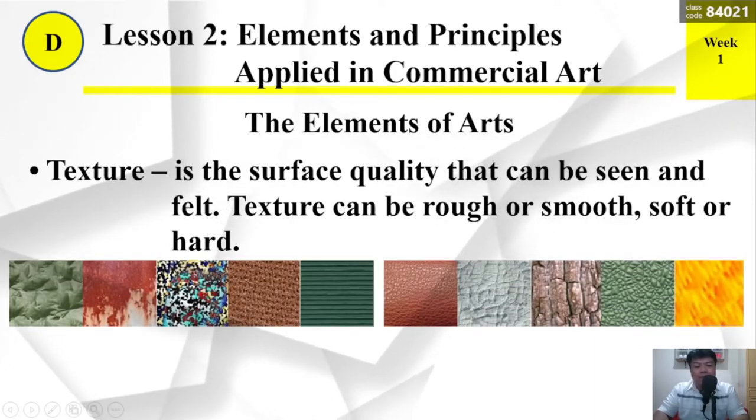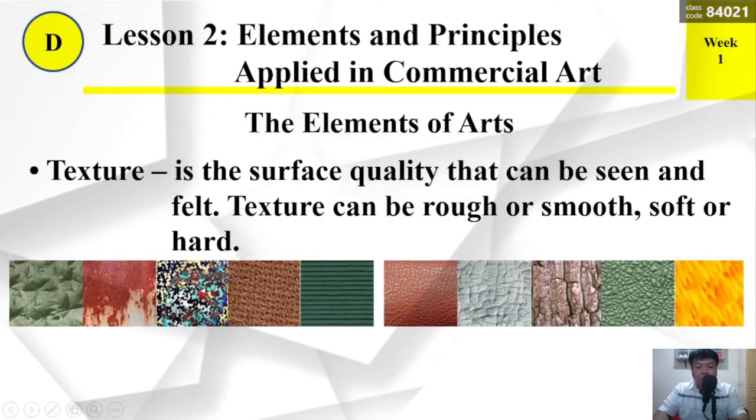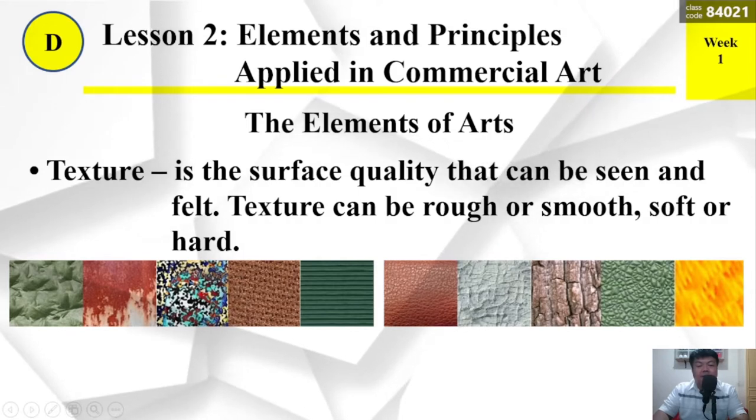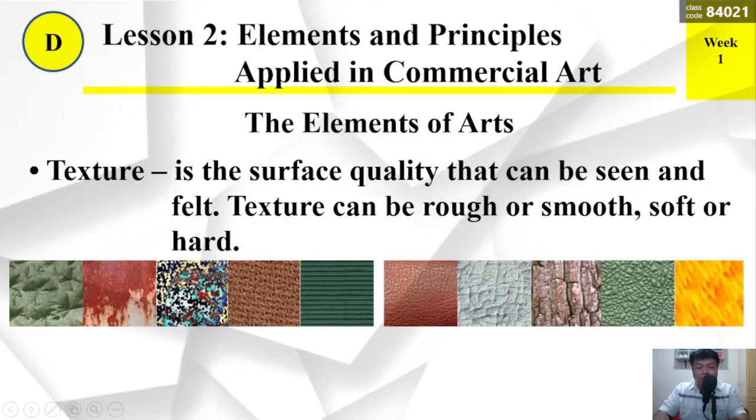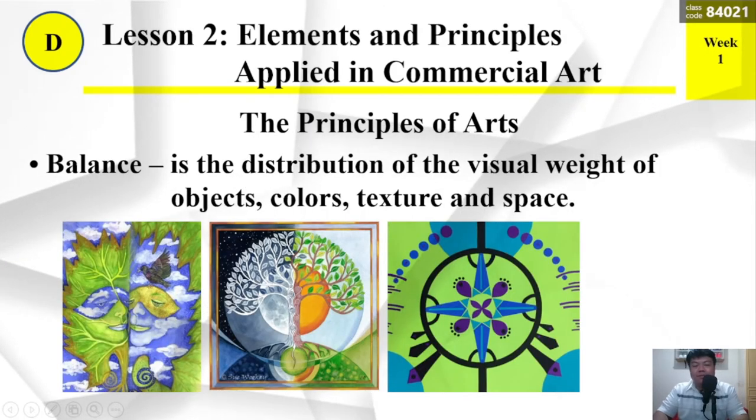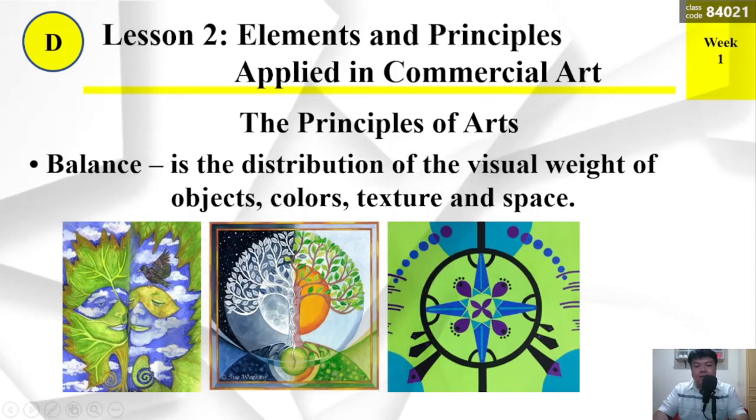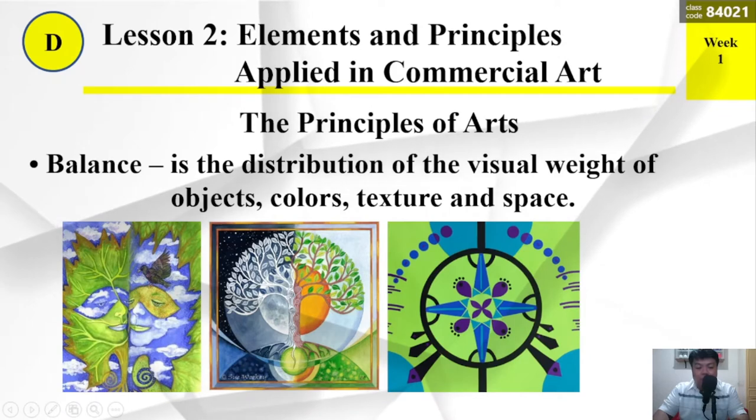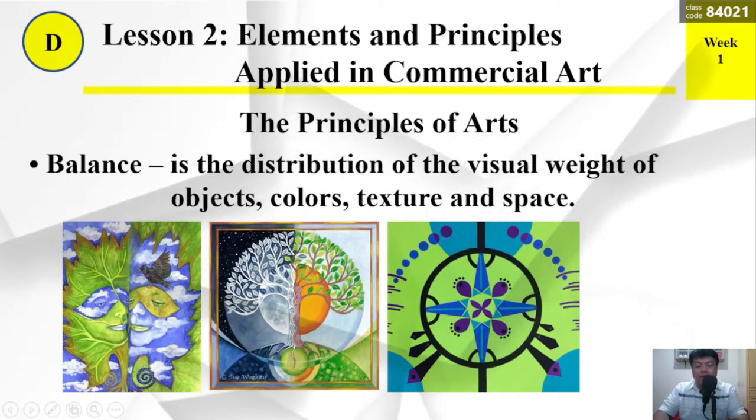Texture. Texture is the surface quality that can be seen and felt. Texture can be rough or smooth, soft or hard. The principles of art. Balance. Balance is the distribution of the visual weight of objects, colors, texture, and space.